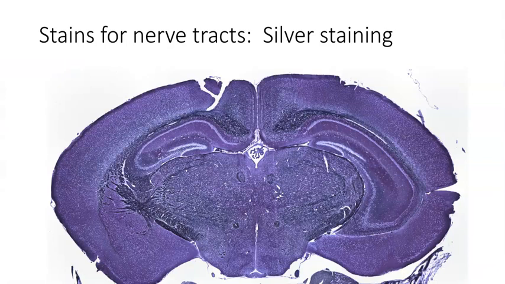This is silver staining. Now here I've switched to a section of a mouse brain. Silver staining involves taking the tissue and impregnating it with silver, and the silver binds to proteins and it penetrates different organs in the cell at different rates.